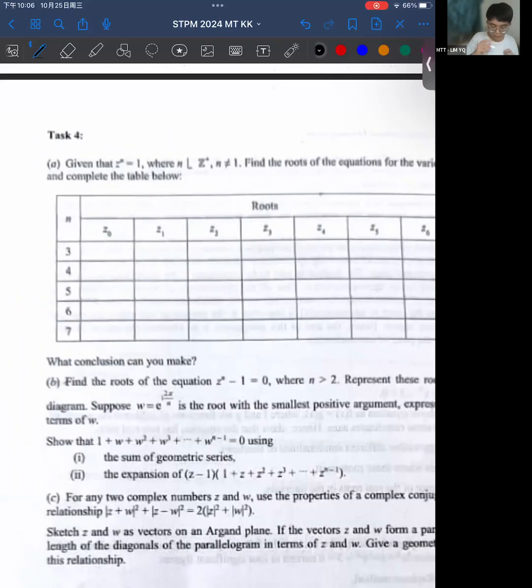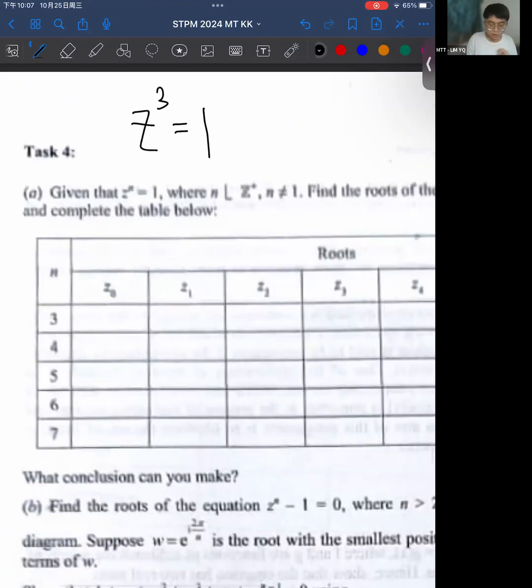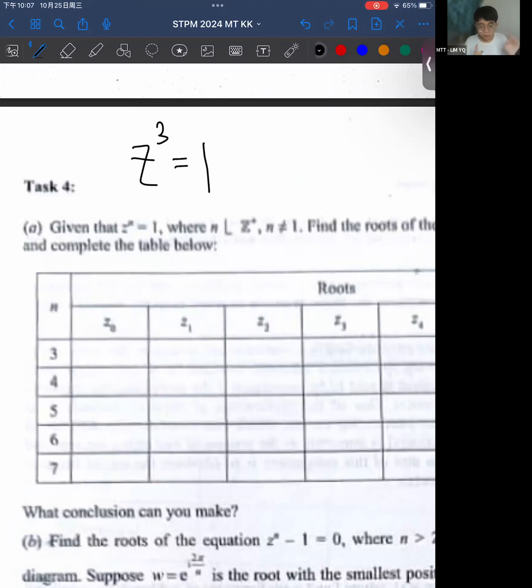Let's say for n equal to 3, you want to solve z to the power 3 equal to 1. This one is a bit blur, but I think you already got the question. If you want to solve this equation, what are the roots? Try to verify by yourself using De Moivre's theorem. The roots should be 1, negative 1 over 2 plus square root 3 over 2 i, and then the third one is the complex conjugate of it.